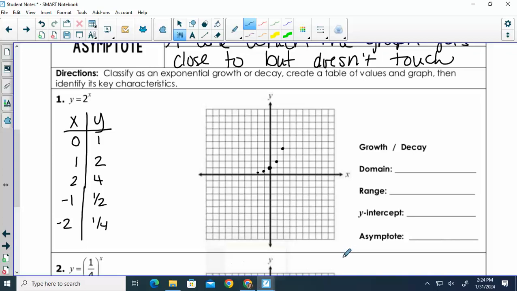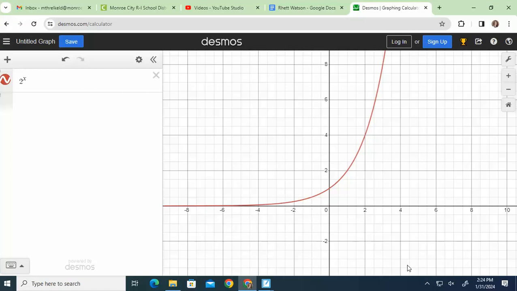You can use Desmos with this as well if you want to help graph. You can certainly use the graphing calculators, but Desmos does a much better job of kind of showing us the graph. Why don't we pull that up? As this goes on to the right, it's just getting bigger and bigger and bigger, right? But as it goes to the left, what's happening? It's getting smaller.